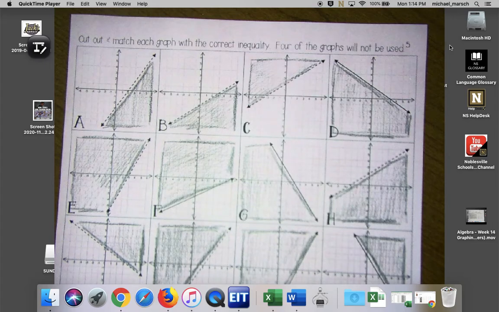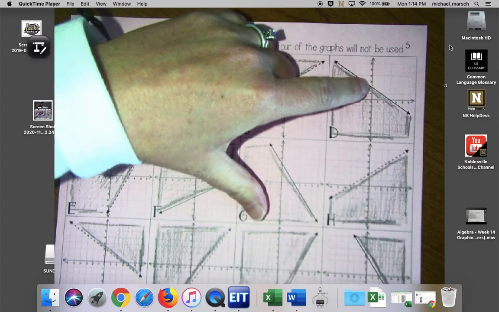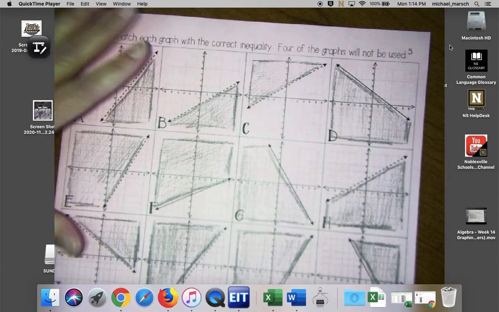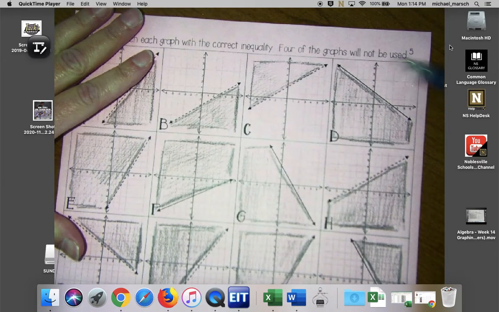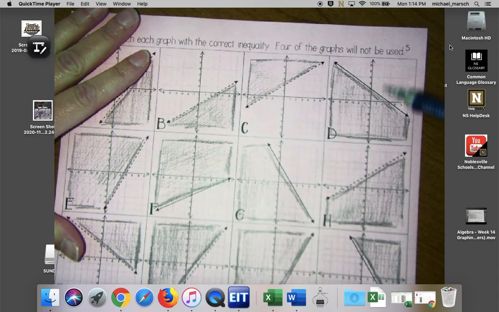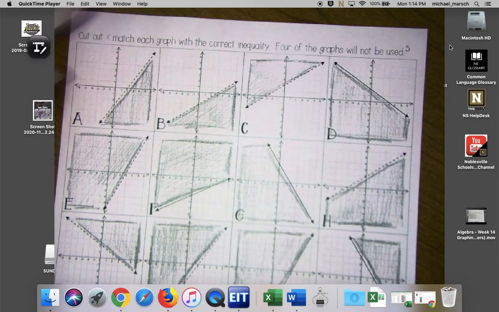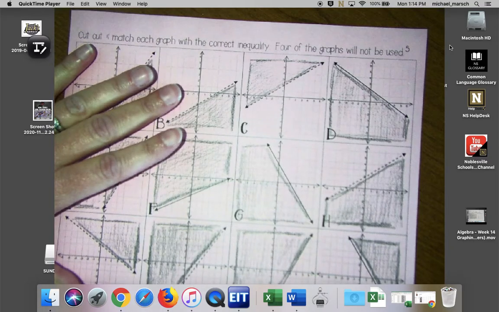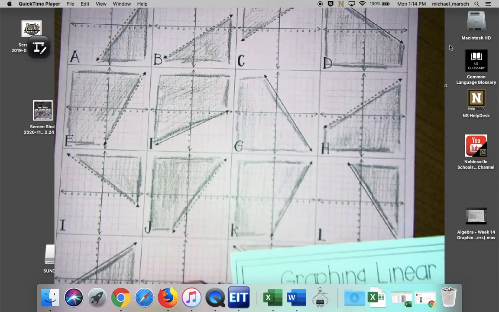You guys see how this works? It's D. It looks like it's D. It is not D. Keep going. That's a positive 2. That's a negative slope. That's a solid line, but it's greater than, right? So wouldn't it be shaded up here if it's greater? It is O. Yes.